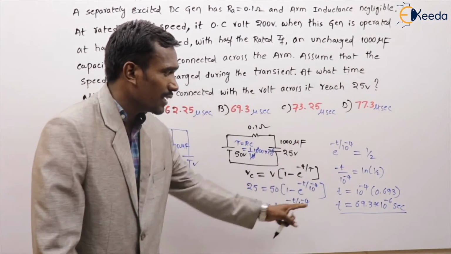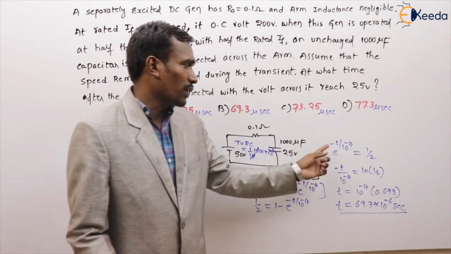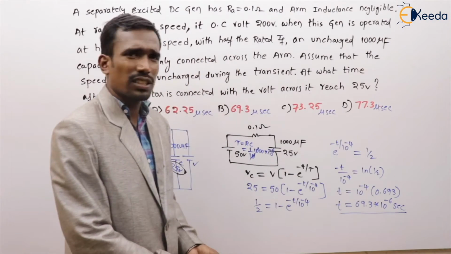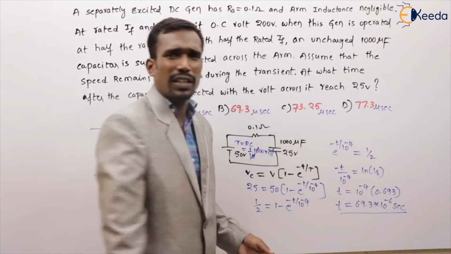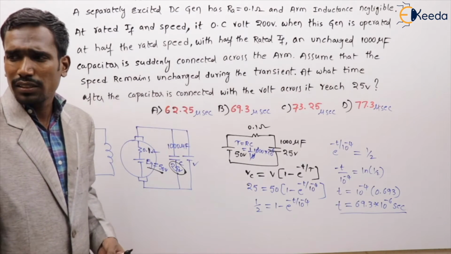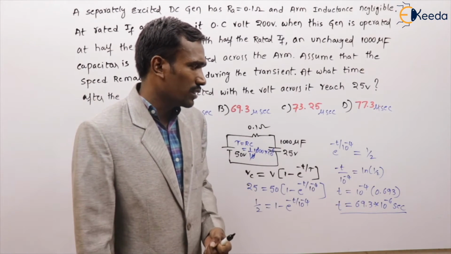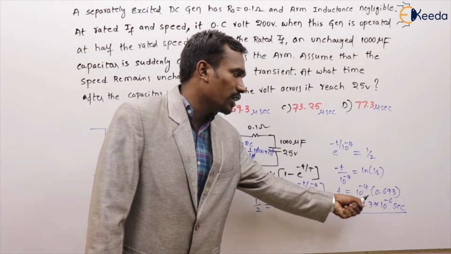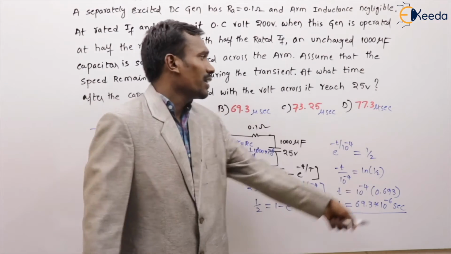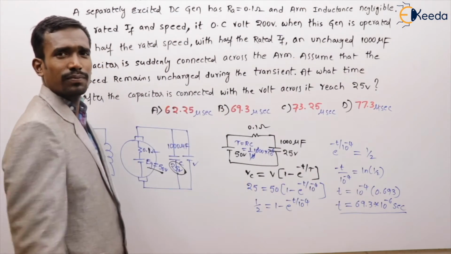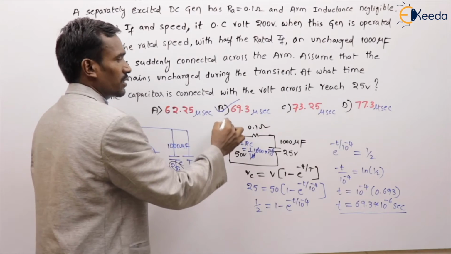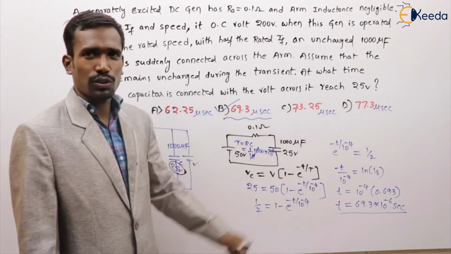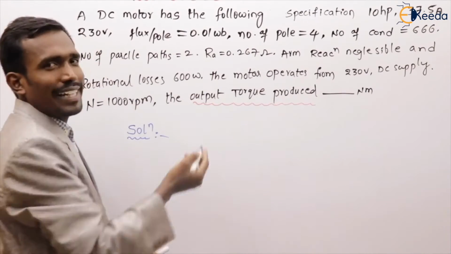See here once clearly. Here e to the power of minus t by tau is 1 by 2, and we are taking t. 0.693 into 10 to the power of minus 4, its value is 69.3 into 10 to the power of minus 6 seconds. See, which of the following is the correct answer? This is the correct answer: 69.3 microseconds. Very simple question. Okay, next question.